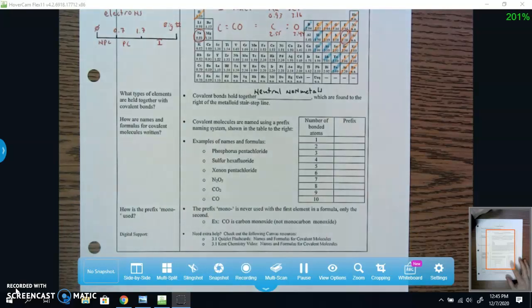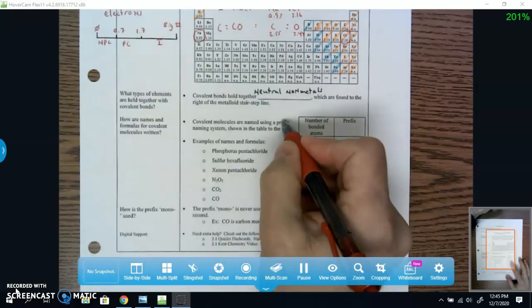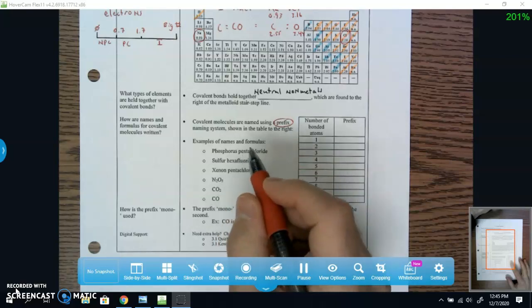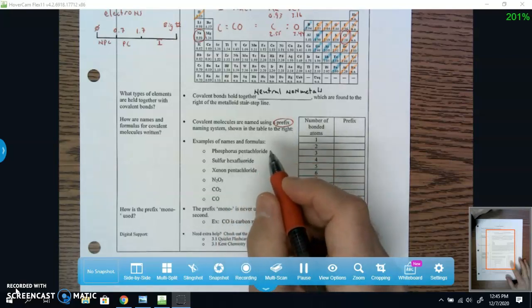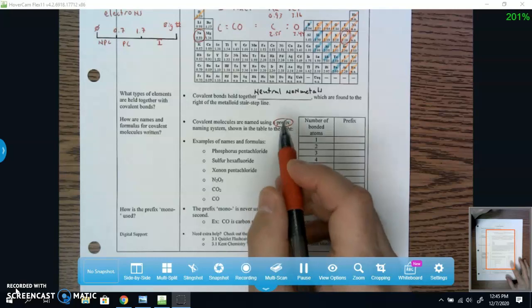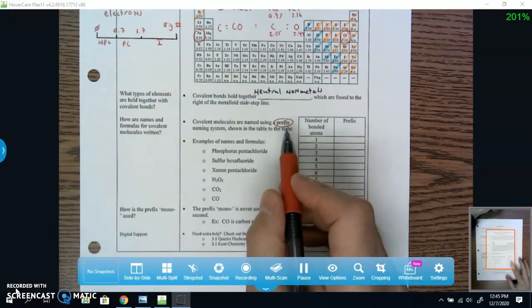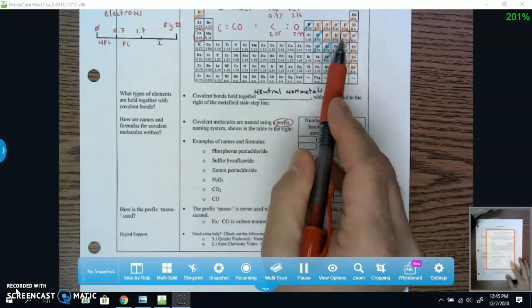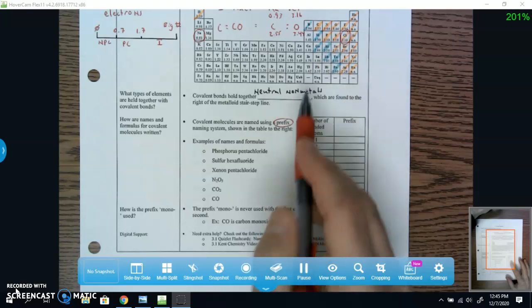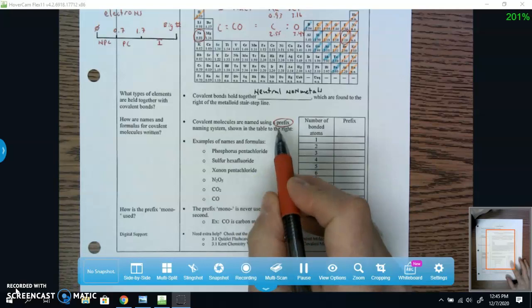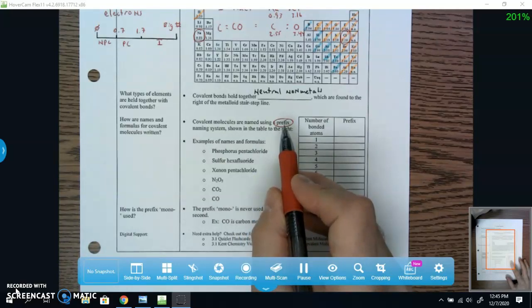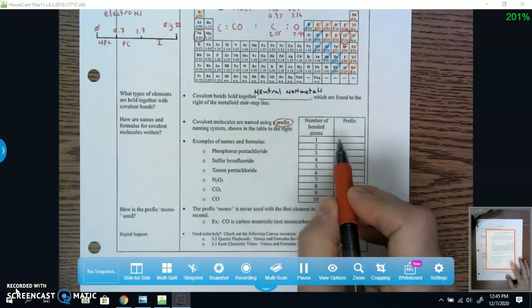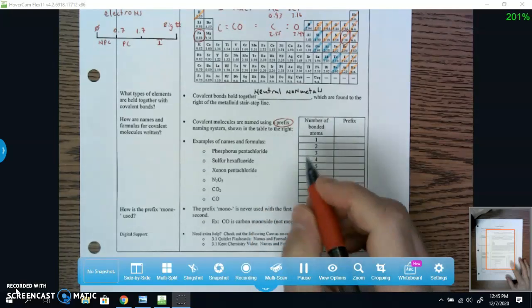Okay, now we get to writing names and formulas. The good news is that it's much easier to write names and formulas for covalent molecules than for ionic compounds. Once you spot that you have only nonmetals in your substance, like for example phosphorus and chlorine, see how phosphorus and chlorine are both orange nonmetals, you know it's a covalent molecule. We're going to use a prefix naming system to report the number and type of each element in the compound. We're going to write down the names for these different prefixes right over here.